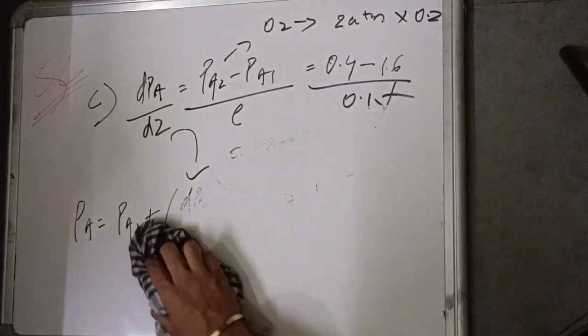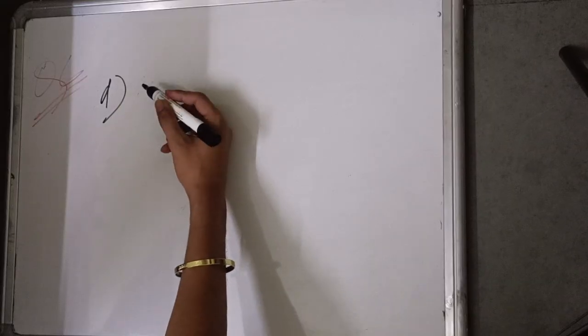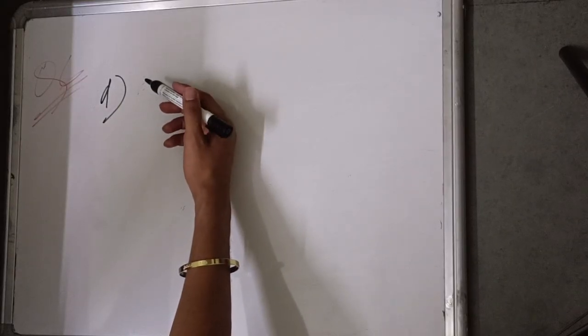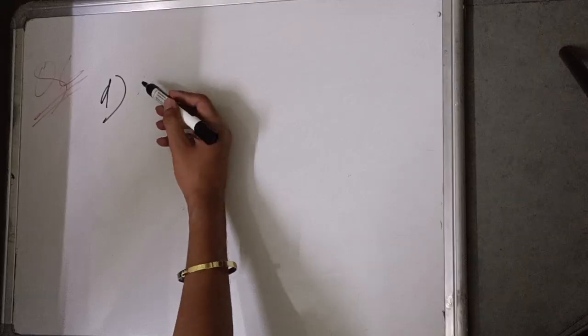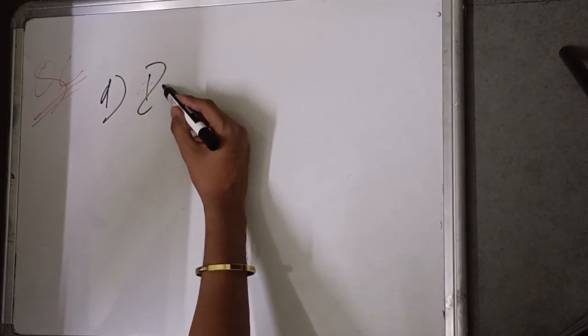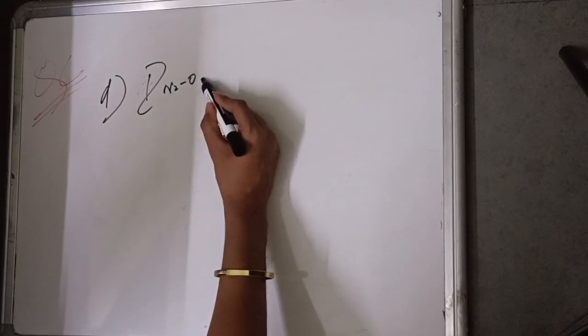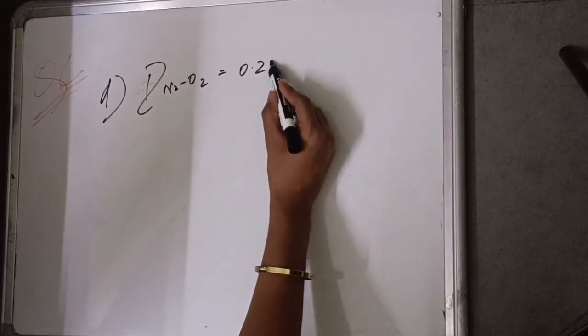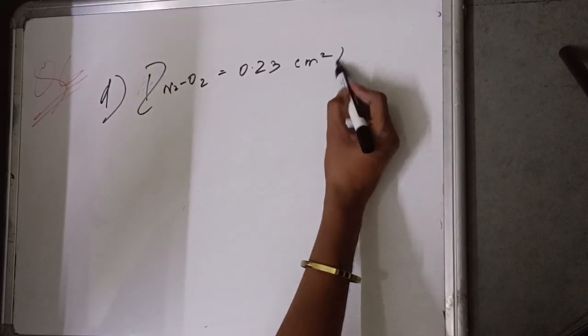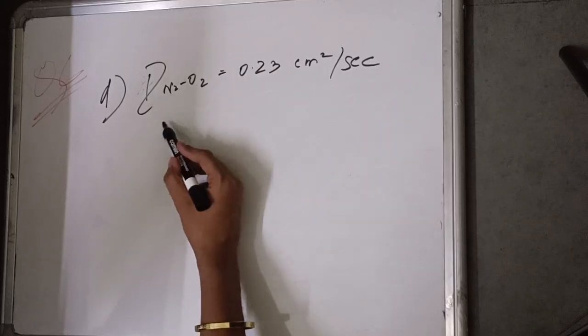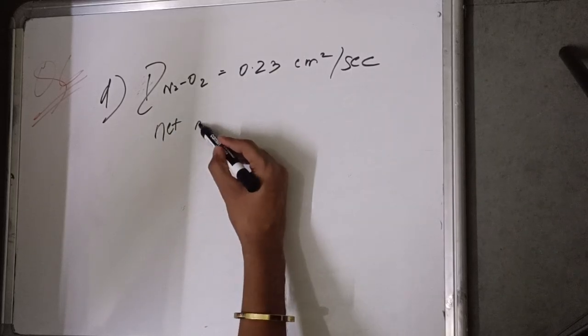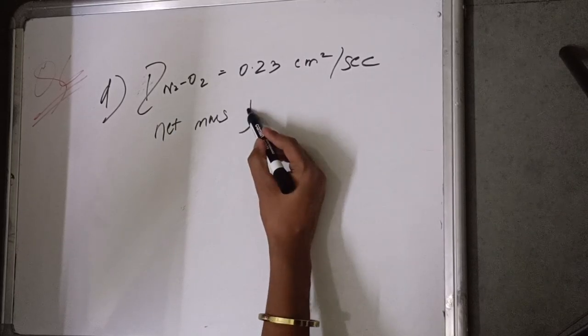Now we are moving to the last and most important part, which is net mass transfer. We have to calculate the net mass flux with respect to a stationary observer, given the diffusivity of N2-O2 is 0.023 centimeter square per second. We have to calculate the net mass flux.